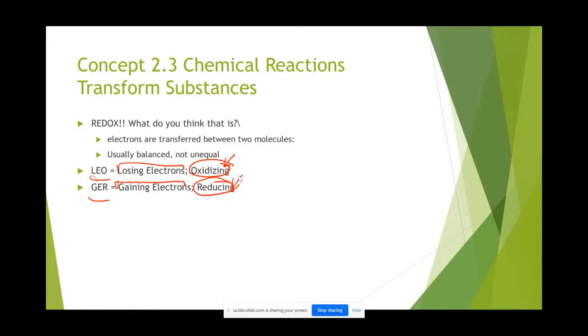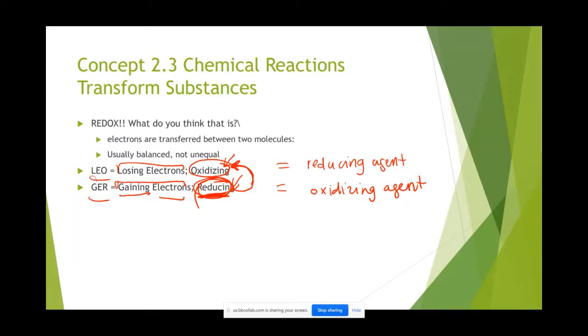I need to say something because I swear everyone gets this very confused. If some molecule is oxidized, you call it a reducing agent. If something is gaining electrons, it is reduced, but it is called an oxidizing agent. This compound gets reduced, so it's going to be an oxidizing agent because it causes this one to get oxidized.